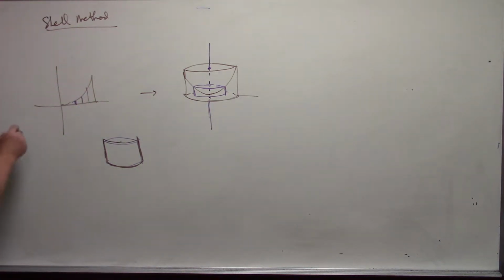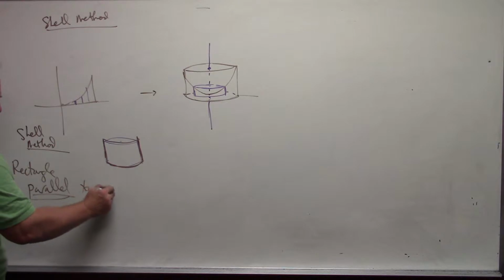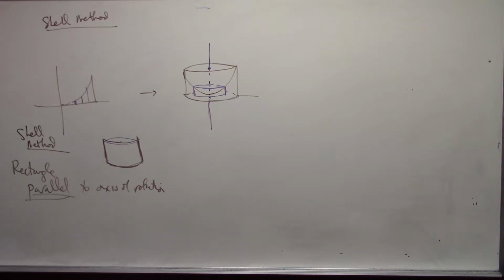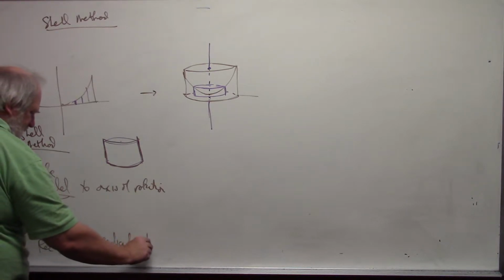And for the shell method, again, how it differs: the rectangle that we rotate is parallel to the axis of rotation, whereas in the disc and washer methods, in both of those, the rectangles are perpendicular to the axis of rotation.